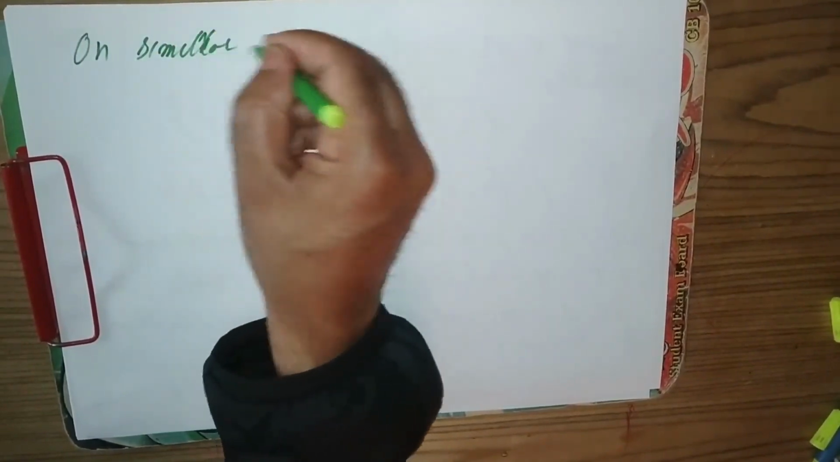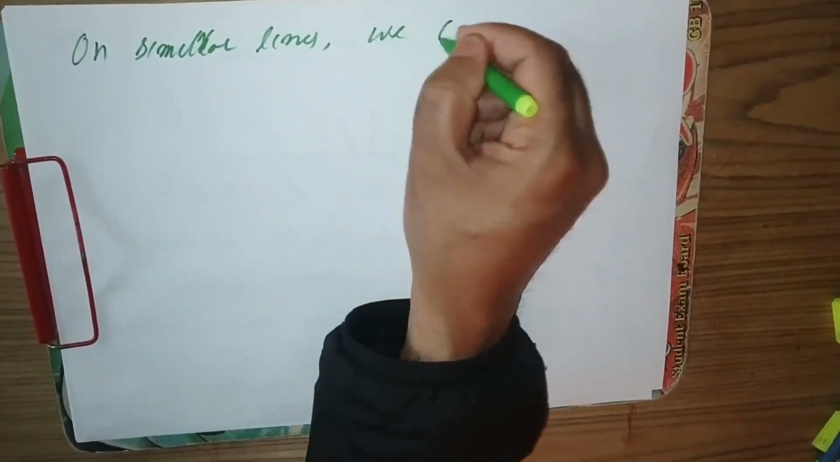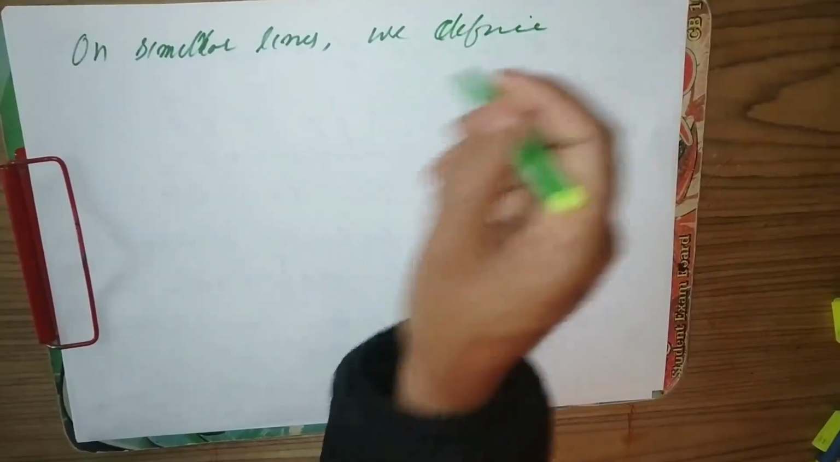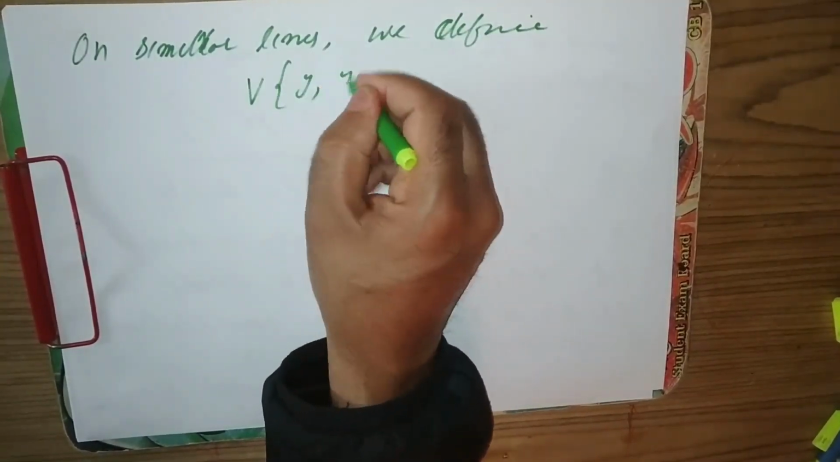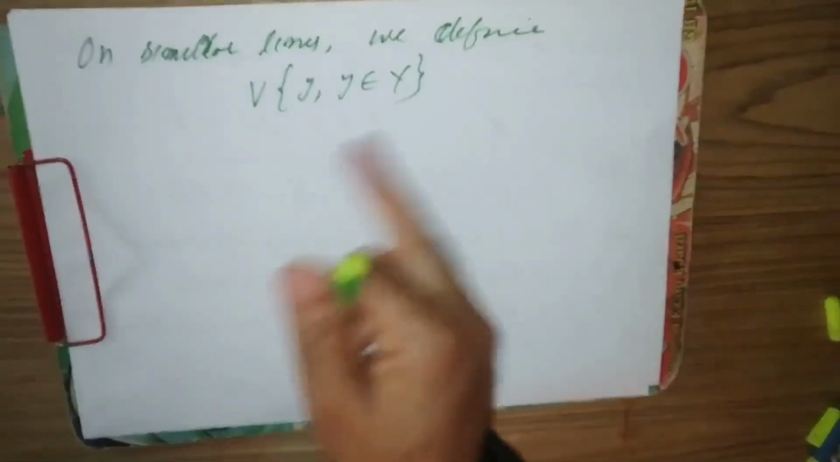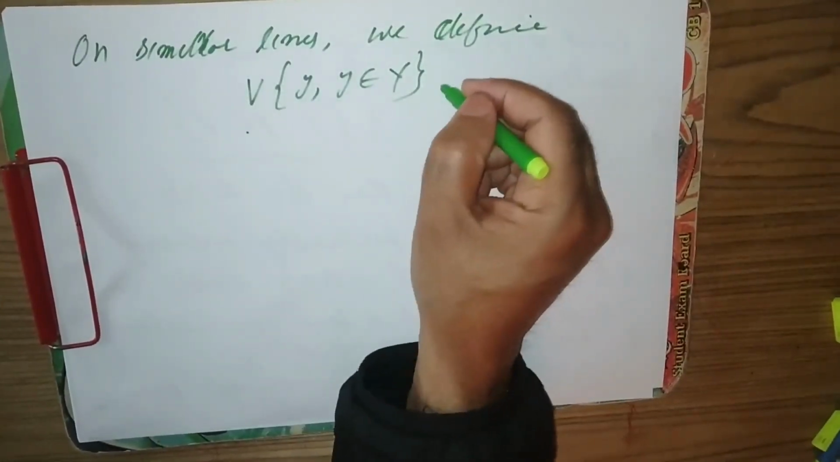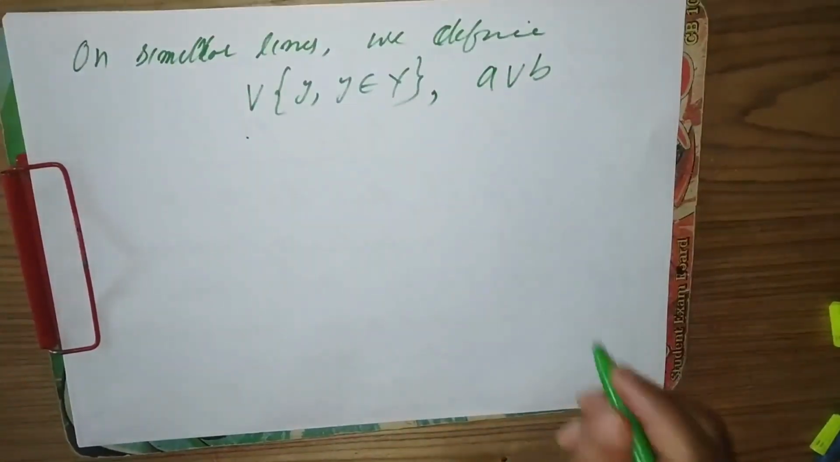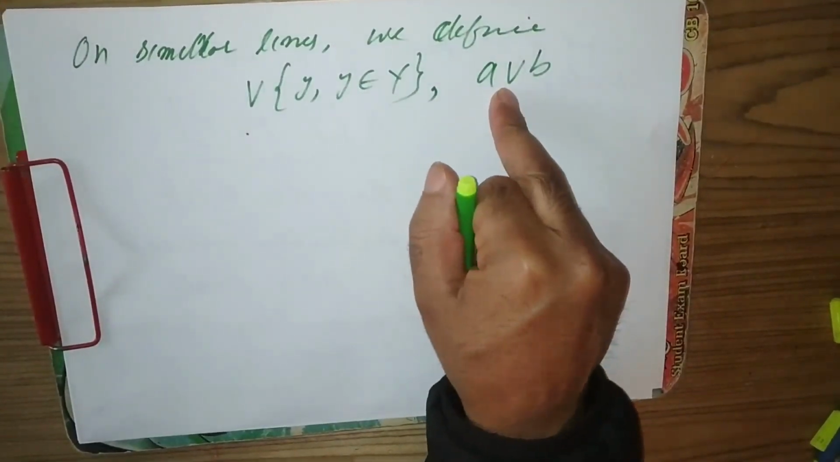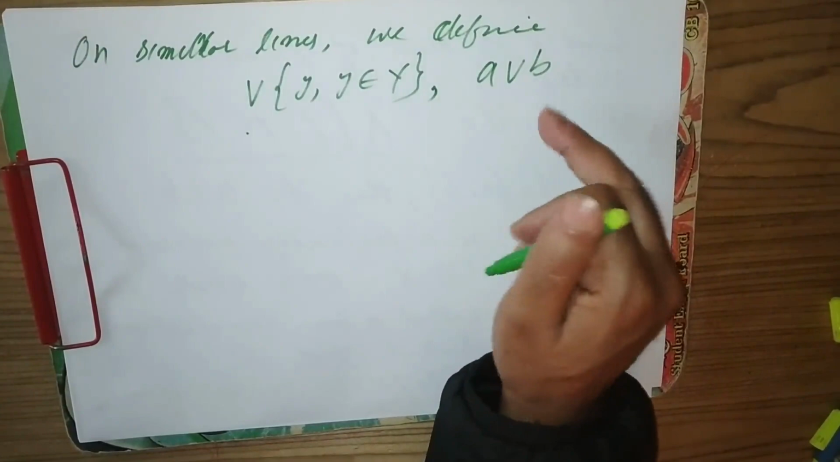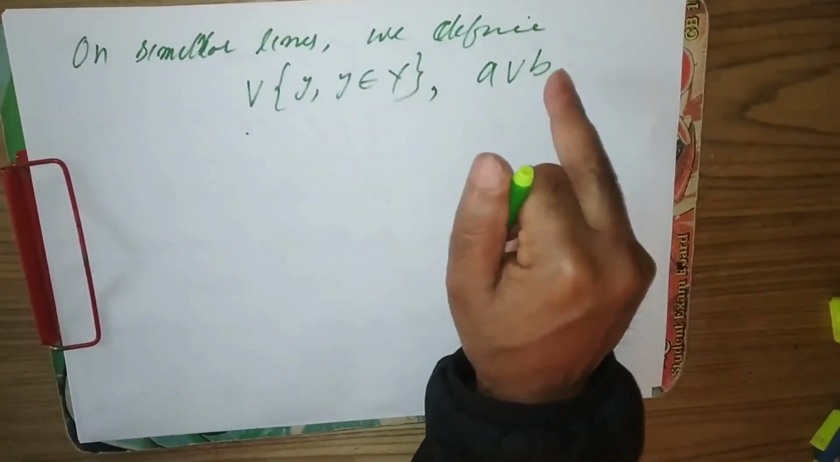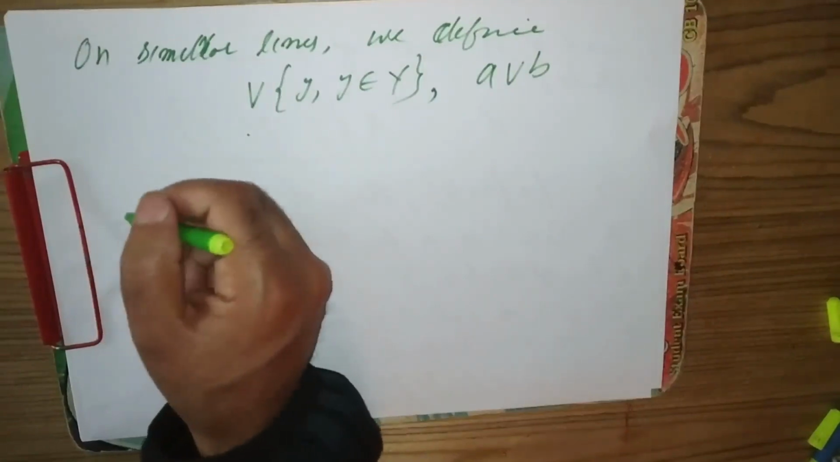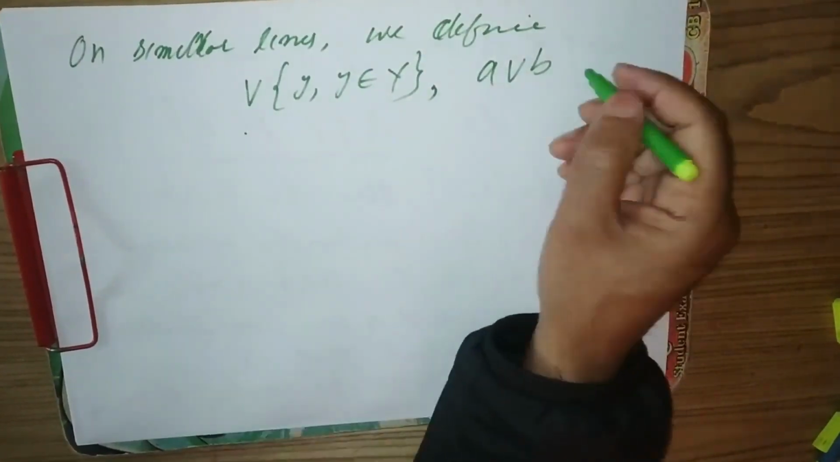On similar lines, we define the join of y belonging to Y, the least upper bound for any subset Y of X. We define this on similar lines, and we define the least upper bound of any two-element subset of X.